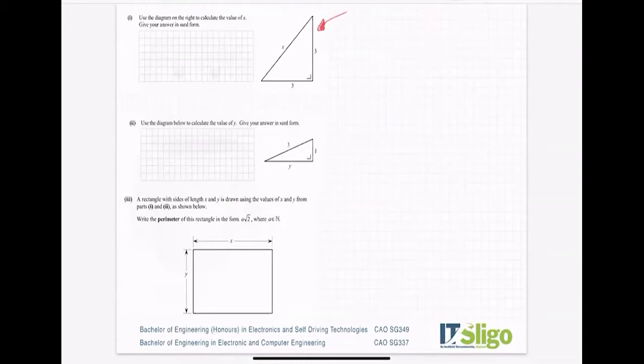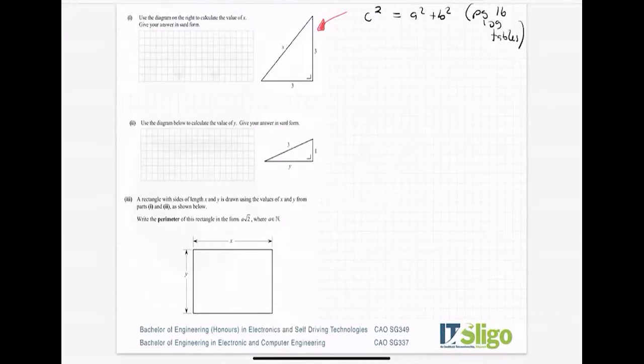Okay, so when I look at this, I see a side, a side, a side. So no angle. So this can only be Pythagoras' theorem. So c squared is equal to a squared plus b squared. Page 16 of the log tables, down the very bottom.